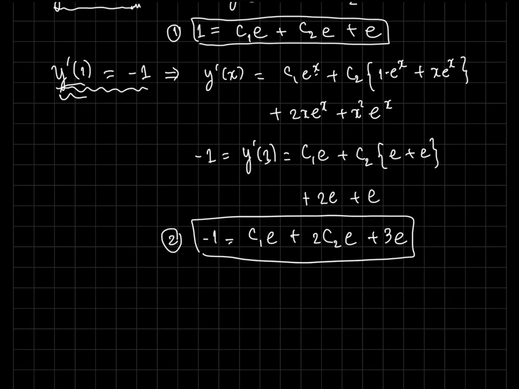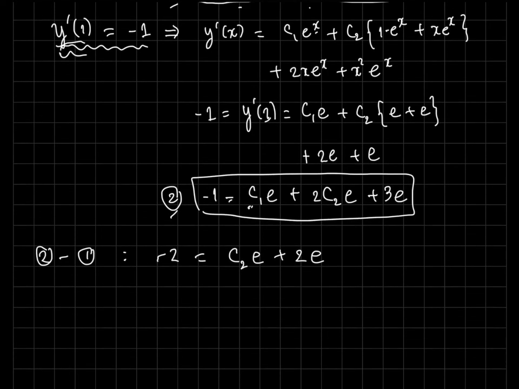Now we have two unknowns, c sub 1 and c sub 2. We are given two equations, equation 1 and equation 2. So we can use our techniques in algebra to actually solve for c sub 1 and c sub 2. And here I'm just going to eliminate c sub 1 first. So what I'm going to do is subtract equation 1 from equation 2. So that will eliminate c sub 1. And what I have is negative 2 equals c sub 2 e plus 2e.